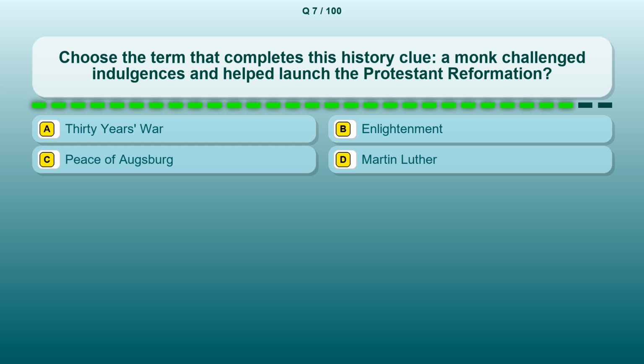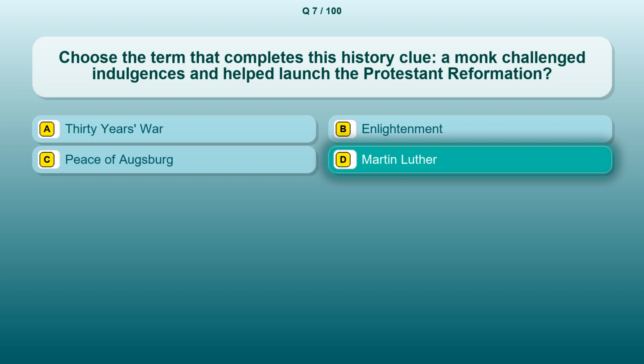Question 7. Choose the term that completes this history clue. A monk challenged indulgences and helped launch the Protestant Reformation? Option A. 30 Years' War. Option B. Enlightenment. Option C. Peace of Augsburg. Option D. Martin Luther.